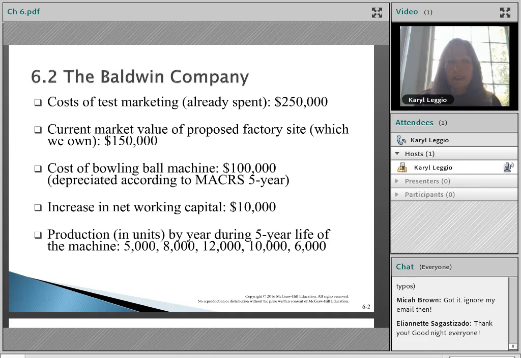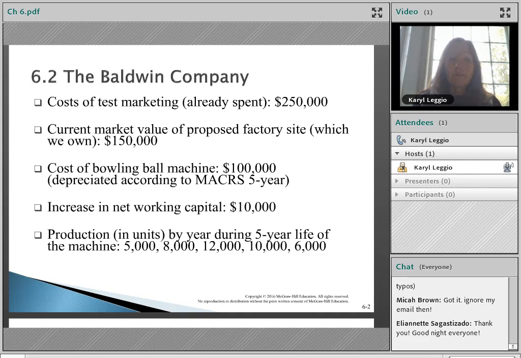They have a factory site that if they sold it, they would get $150,000 for it. It's not being used right now. So the Baldwin Company can assign that $150,000 to the bowling ball project, but the bowling ball project is responsible for that cost. Ordinarily, at the end of the life of the project, they'll recoup that $150,000. The project will recoup it as they sell the land or sell the factory space later on.